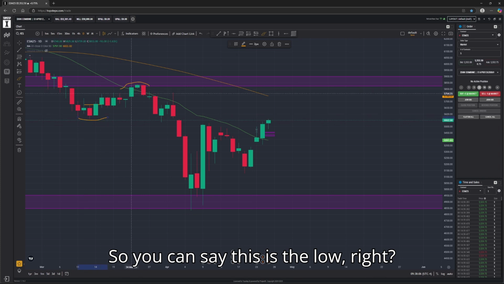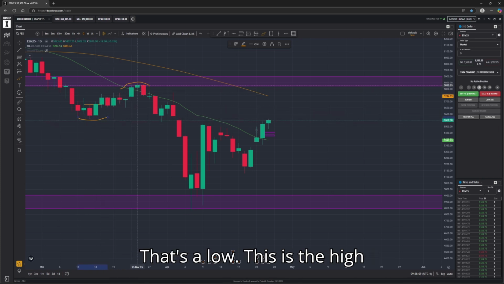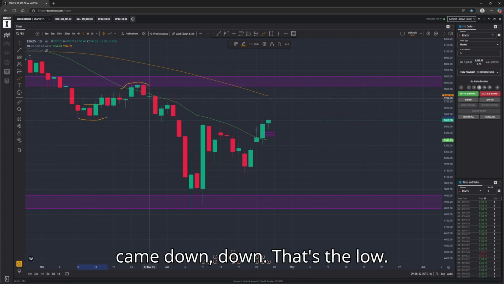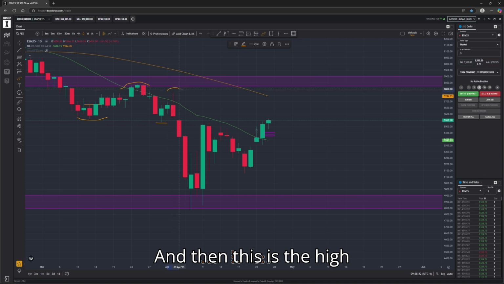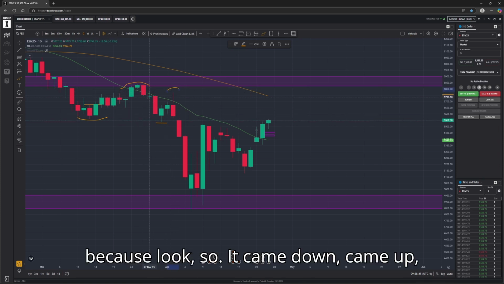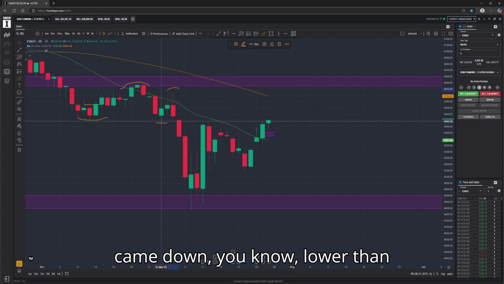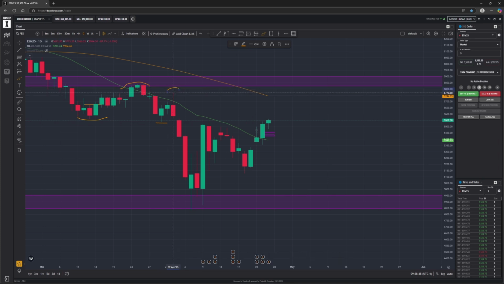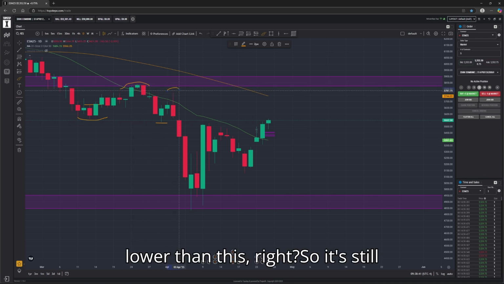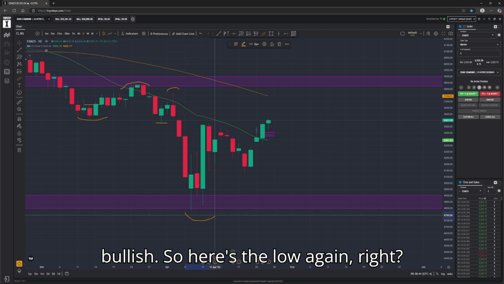It stopped here, made a high. So you can say this is the low, right? That's a low. This is the high. Came down, that's the low. And then this is the high. Because look, it came down, came up, came down lower than this, and then it came up lower than this, right? So it's still bullish. So here's the low again, right?